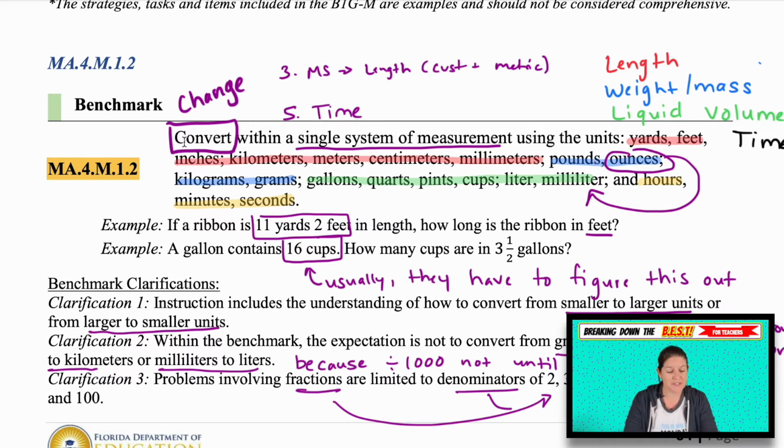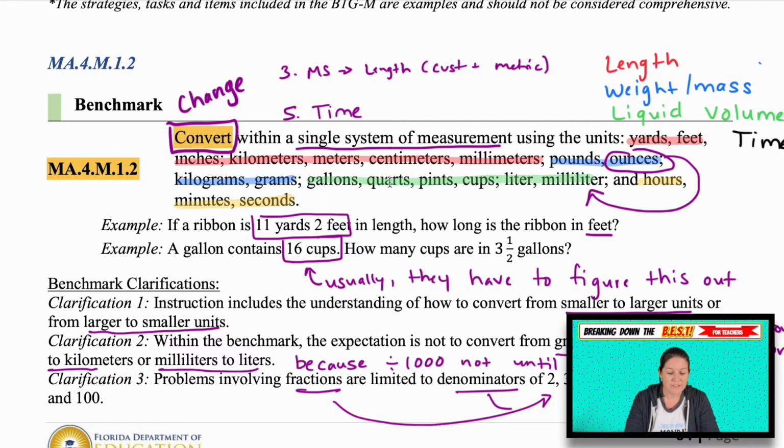This standard says convert, which means to change within a single system of measurement using the units yards, feet, inches, which are customary units for length. Kilometers, meters, centimeters, and millimeters are metric units for length. We have pounds and ounces, which are customary units for weight. Kilograms and grams are metric units for mass.